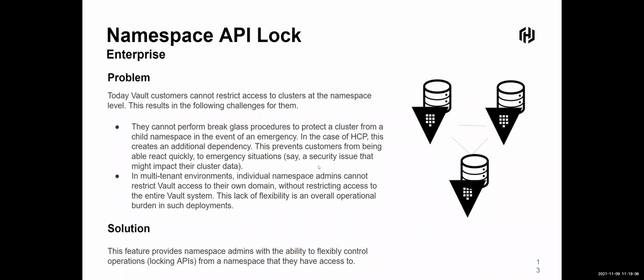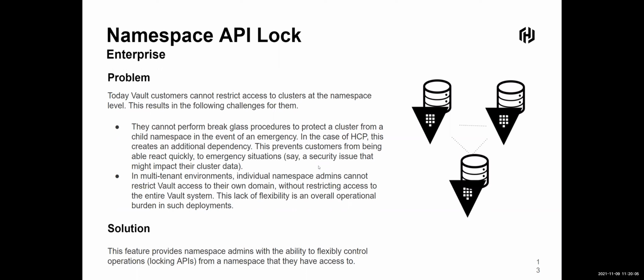So today, Vault customers cannot restrict access to clusters at a namespace level. If you can think of a multi-tenant environment where you want to be able to control certain operations for namespace A, because perhaps you've sensed undue traffic at namespace A, and so you want to enforce some controls at that namespace level, but you do not want to do something similar at namespace B, because maybe namespace B is more mission critical and you don't want to impact business continuity. Prior to 1.9, you could not do that without really restricting that vault access at the overall system level.